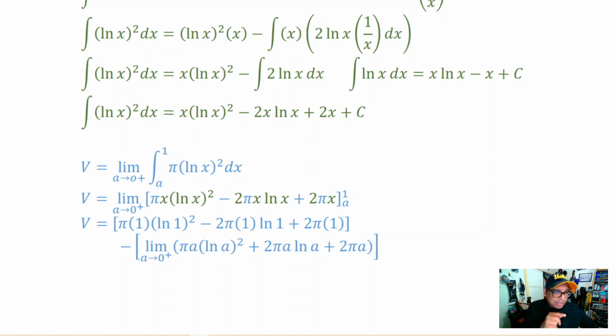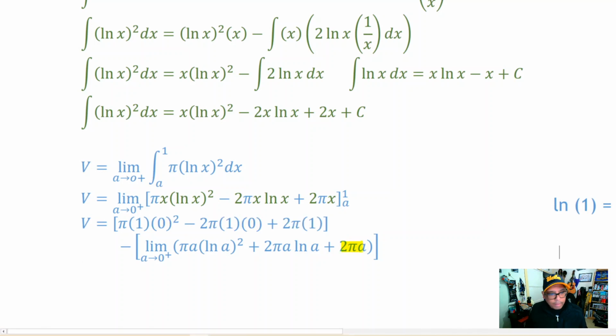Now the good news is there's a lot of this that actually is equal to 0 already, because we know the natural log of 1 is equal to 0. So we can make those substitutions. And we could also directly substitute into part of the limit over here in the second one. So we've got 2 pi a, substitute 0 there. And that makes things look a little bit nicer when we simplify.